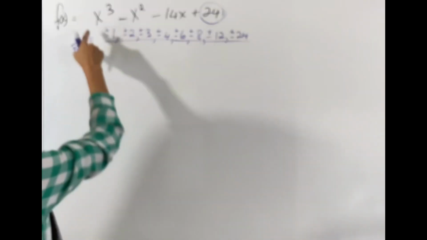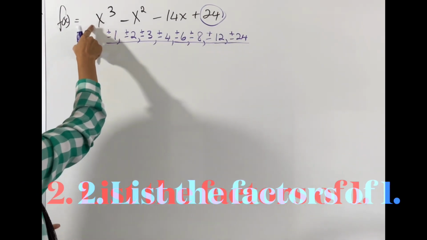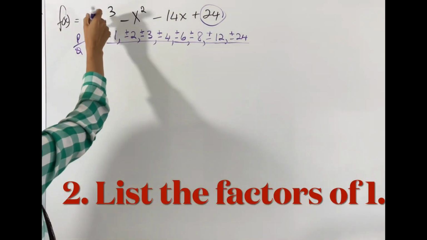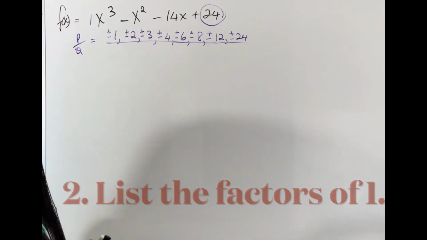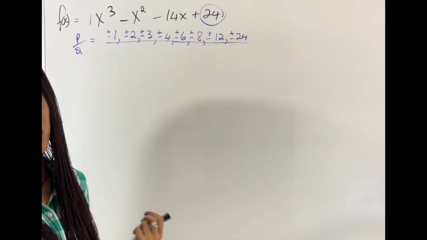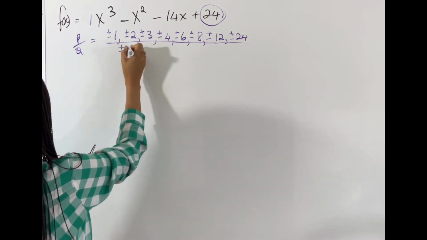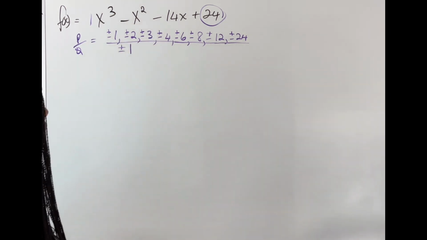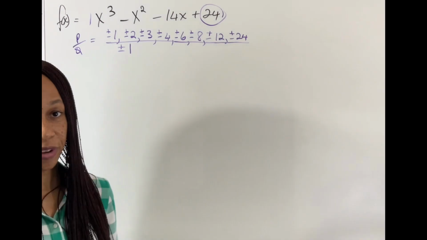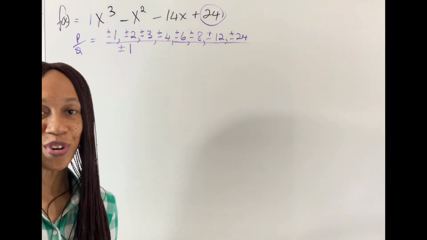So now our leading coefficient here is the invisible one. We just normally don't put it there, so it's just simply an invisible one. So we just simply have plus or minus 1 under the bottom for the factors of the leading coefficient. Simply just one number we have, okay?